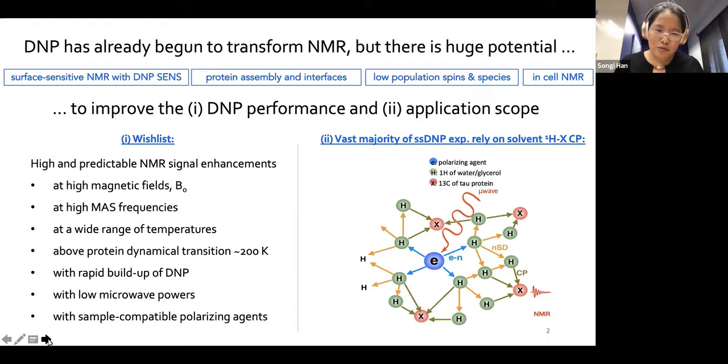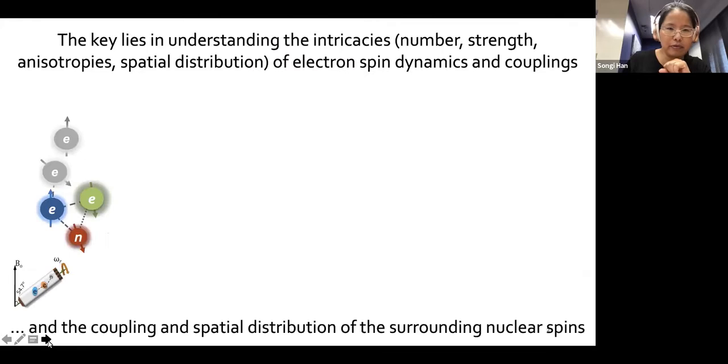Rapid buildup for sensitivity, and low microwave power does have a distinct benefit of then being more accessible to many researchers, being able to access a larger sample volume. And finally, a polarizing agent that you can pick and choose, so that it's compatible with the sample of interest. In all of this area, there is room for improvement.